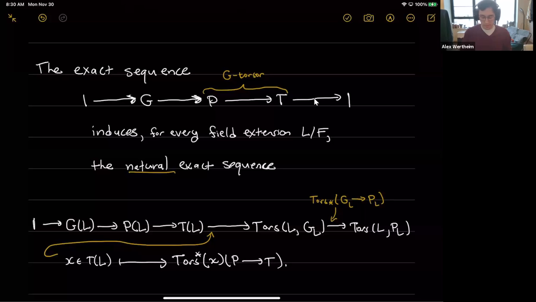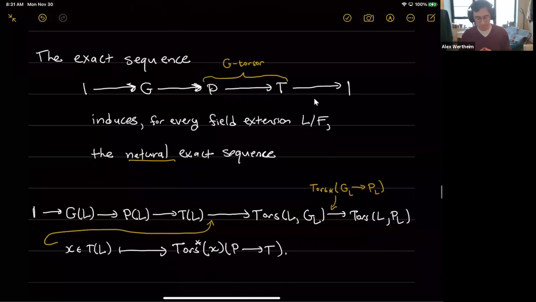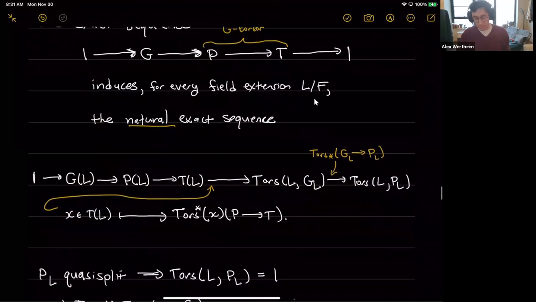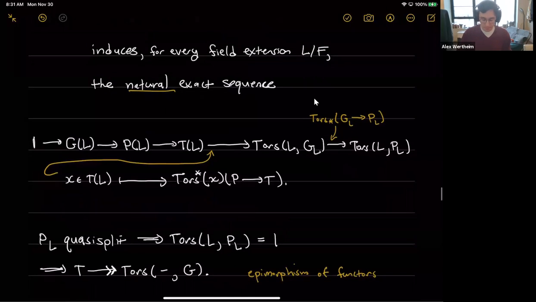One might recognize this sort of six-term sequence as being analogous to the long exact sequence one gets in FPPF cohomology from an exact sequence of group schemes. But we can be quite explicit here. The significance of this exact sequence is that because P_L is a quasi-split torus, by some Shapiro's lemma type argument, there are no non-trivial torsors over L. And so this last term, Tors L, P_L, is trivial. So we have a four-term exact sequence. And specifically, we get that the map from T to Tors(-, G) is an epimorphism of functors.